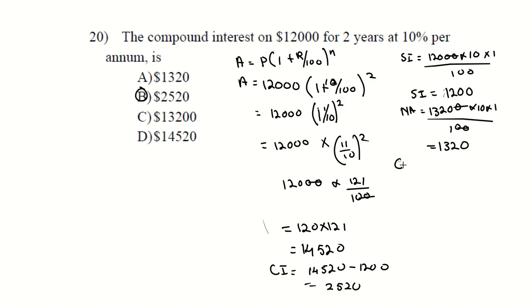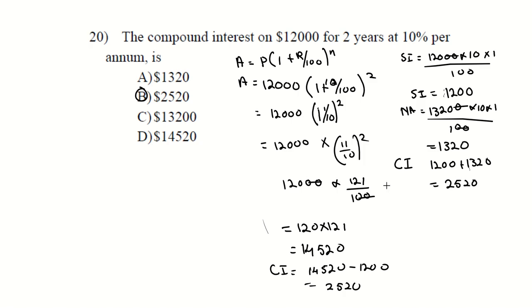So now my compound interest would be the addition of my two simple interests, which is 1200 plus 1320, which is 2520. And that is how you could have gotten it. This is the next way to do it.